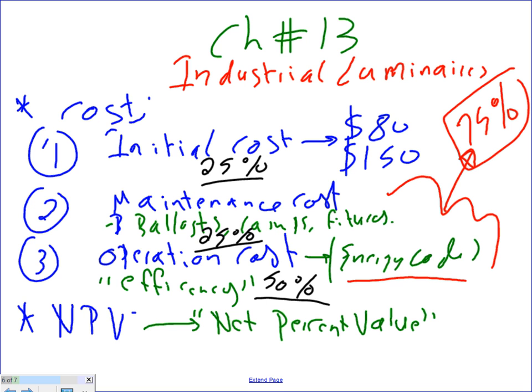So it costs me $1. Out of this $1, 25 cents would be going to buy it, and 25 cents will be to maintain it, clean it, change the ballast, relamp, and all this good stuff. And the last 50% is to pay the cost for kilowatt hours that are going to be burning. Do you understand why we're always after reducing the energy code?